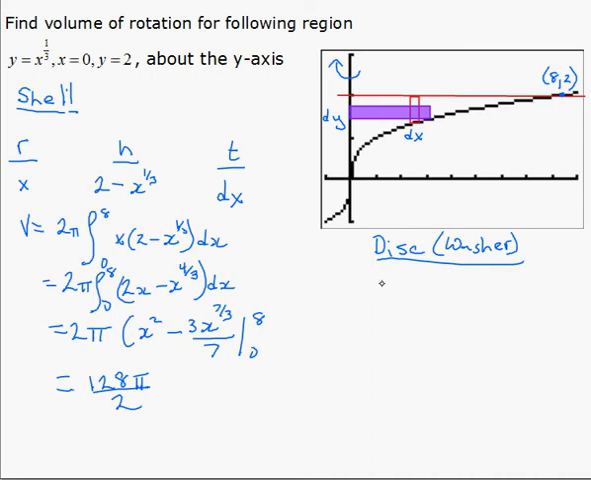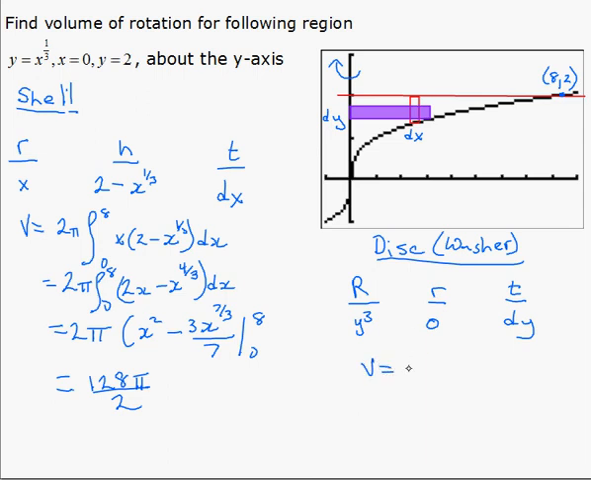Well, if you go ahead and solve that, r and t, the thickness now is dy, which means each of these needs to be x as a function of y. Solving y equals x to the 1 over 3 for x means that x equals y cubed. And that's the outside radius, that's the function. Inside radius, since it's on the axis, is 0.